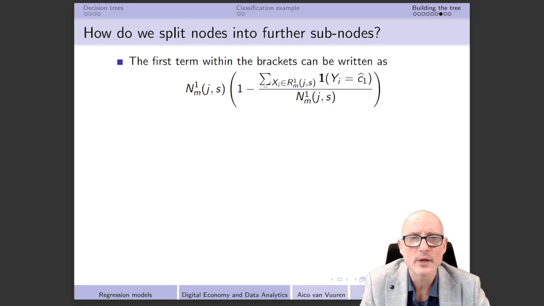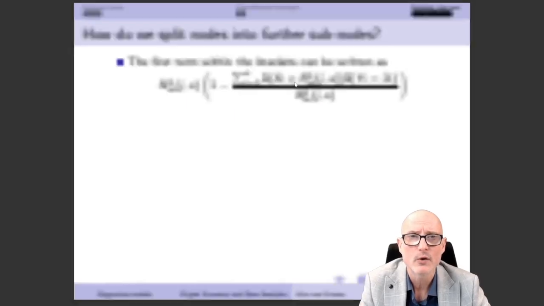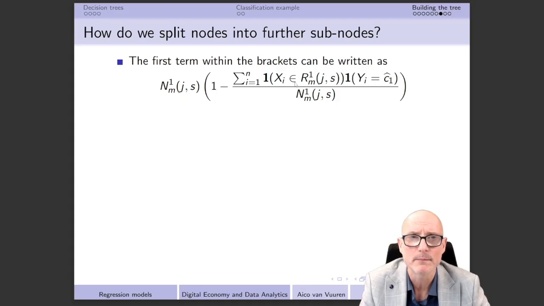Here what we do is that we essentially take the sum over only those x's that are in R1-MJS, so only those observations that are in this particular subspace. What we could do is also sum over all the observations, but then we need an indicator function indicating that the particular observation must be in this particular subspace. So we can then write it in this format that we have over here.